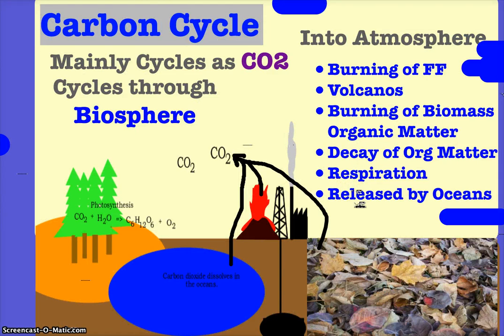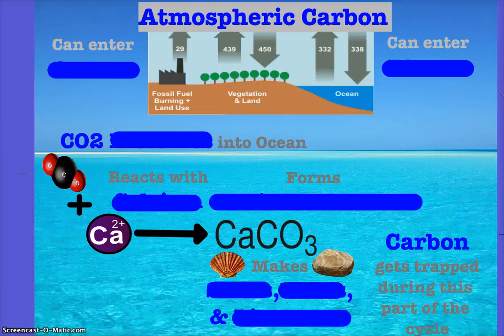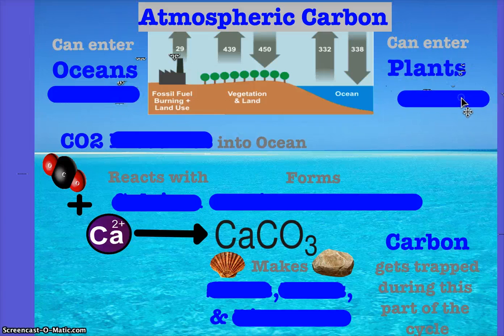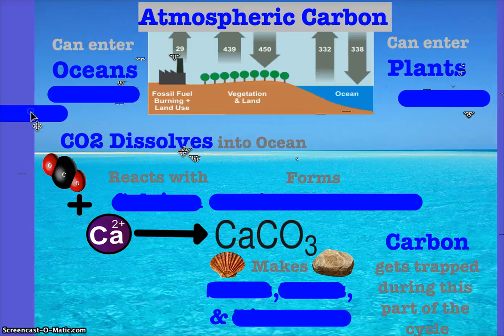Yes. So once it's in the atmosphere, two things can happen. It can either go into the ocean, okay, or it can enter plants. I am going to go through the ocean first. Can it enter a plant in the ocean? Yes. But carbon dioxide is kind of unique because it could get dissolved by the ocean. So there's a lot of carbon dioxide in our atmosphere, and the oceans dissolve the carbon dioxide.